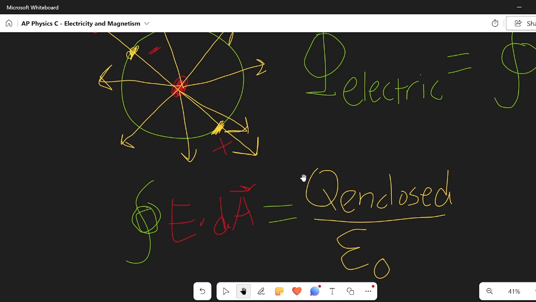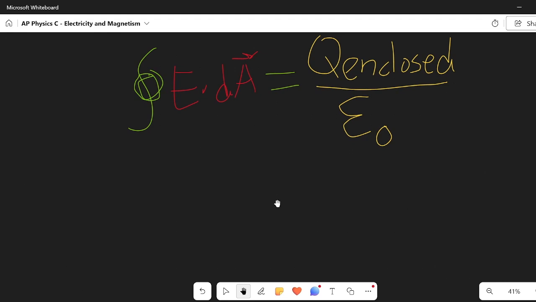Because the charge will become larger, right? It'll be like 12 coulombs. You'll see that this numerator will become larger, more bullets piercing out. So this actually makes sense with our Gauss's law interpretation, right?